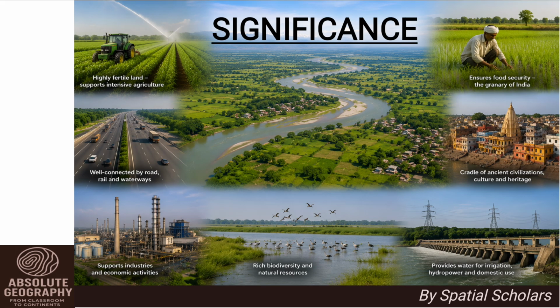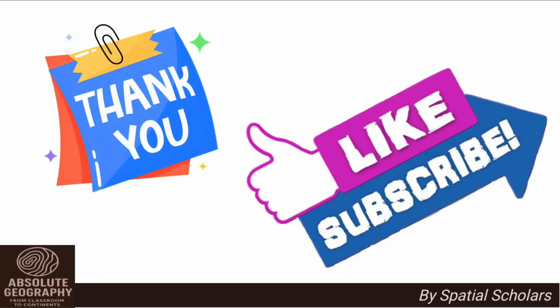So, these were the northern plains of India, which, despite appearing uniform, show significant regional variations in relief, drainage, and soil characteristics. In the next video, we will move towards the ancient peninsular plateau of India, one of the oldest and most stable landmasses of the country.